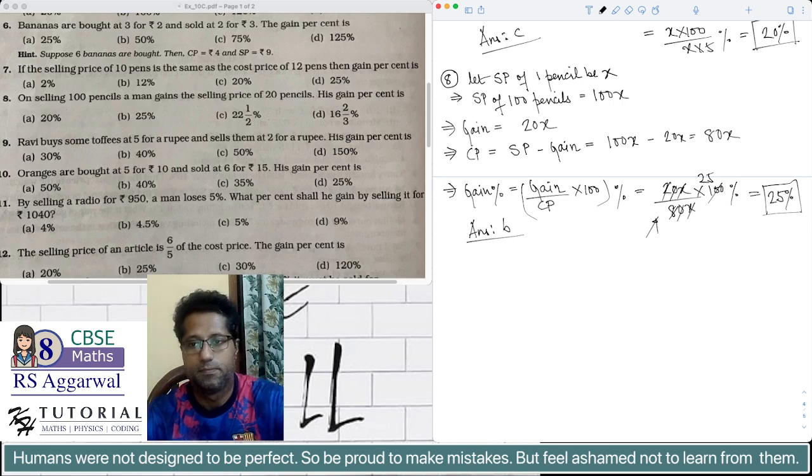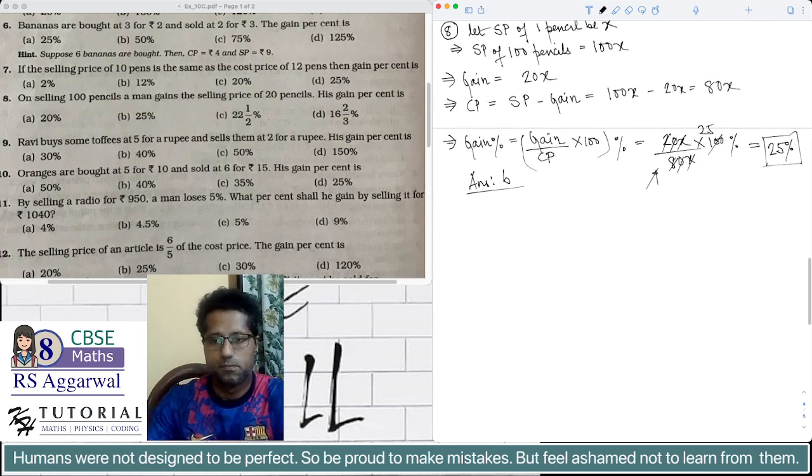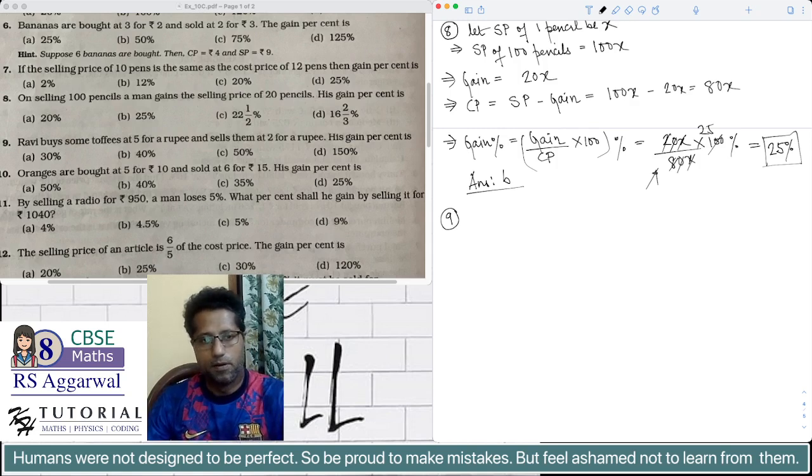Question number 9. Ravi buys some toffees at 5 for a rupee and sells them at 2 for a rupee. His gain percentage? This is exactly the same problem as problem number 6.